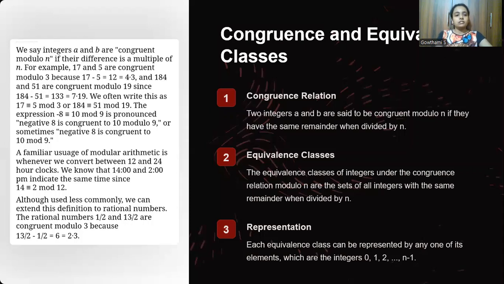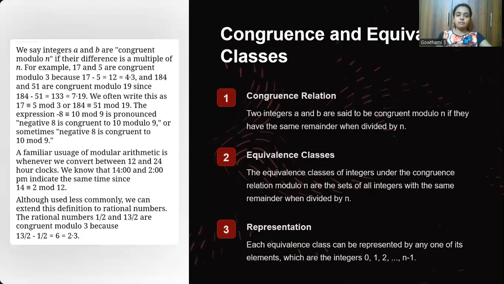And the next numbers we are taking are 184 and 51. They are congruent modulo 19, since when we subtract, we get 133, and when we take the remainder of each, we get the same value.